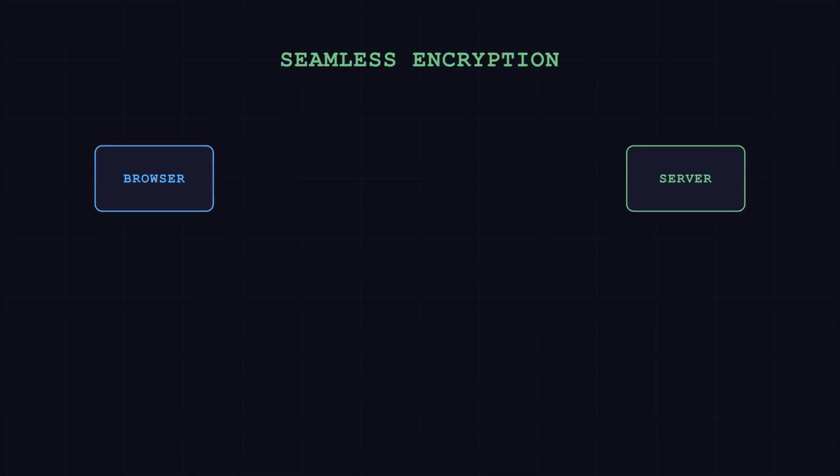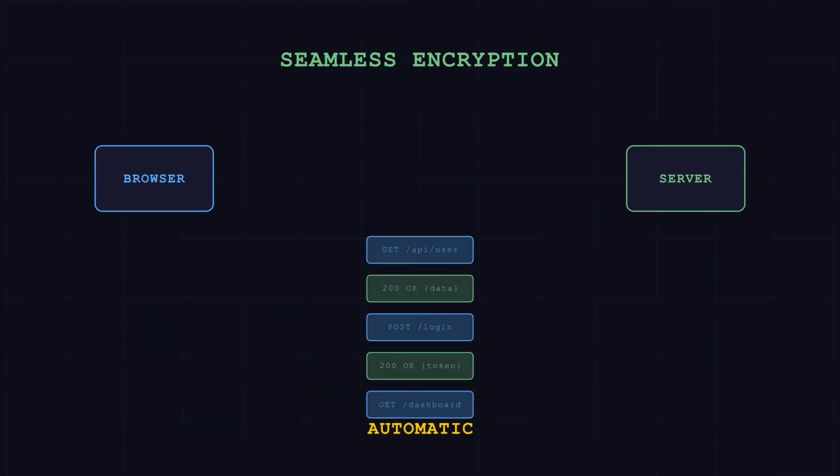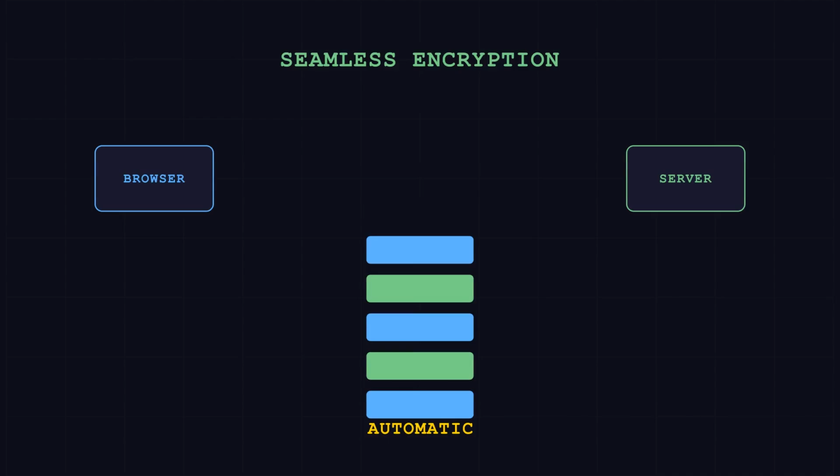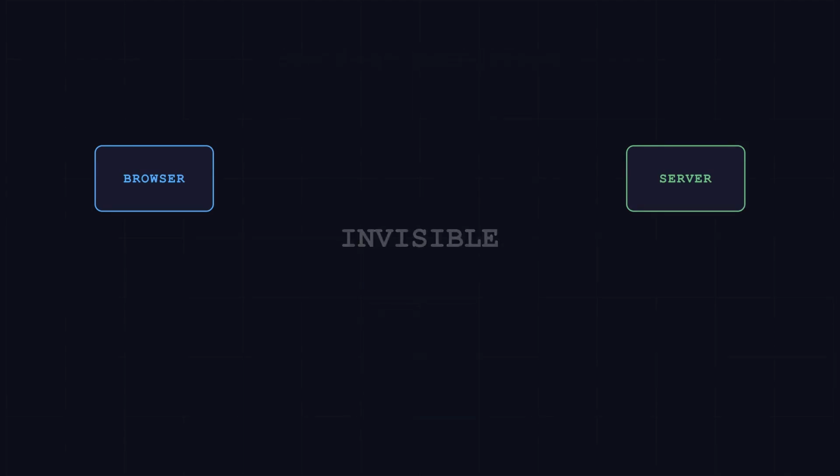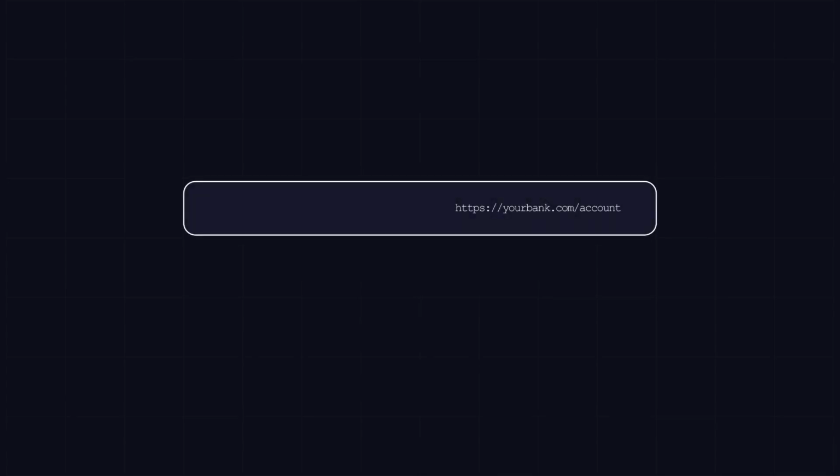And this happens seamlessly. Every HTTP request and response gets wrapped and unwrapped. Your browser does it automatically. The server does it automatically. You never see any of it. The only visible sign is that tiny padlock icon in your address bar. And about that padlock, it might not mean what you think it means.